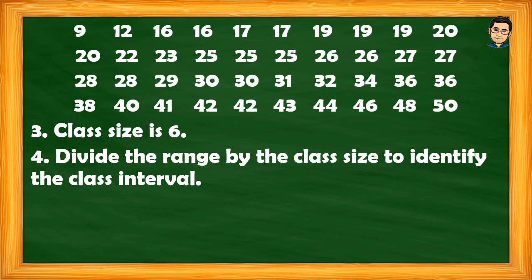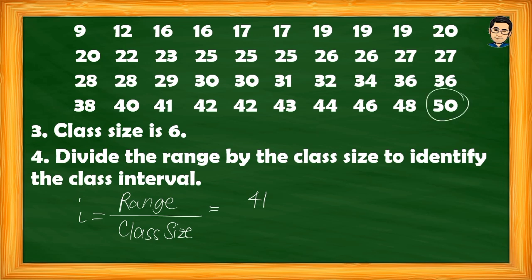So, yung class interval natin, denoted siya by small i. So, ibig sabihin, yung range, i-divide lang po natin dun sa class size. So, yung range na nakuha natin kanina is 41. Sir, saan po nakuha ang 41? That is 50 minus 9, over yung class size natin is 6. So, kapag dinivide natin yung 41 sa 6, ang makukuha nating sagot is 6.83. Ayan, repeating yung 3.